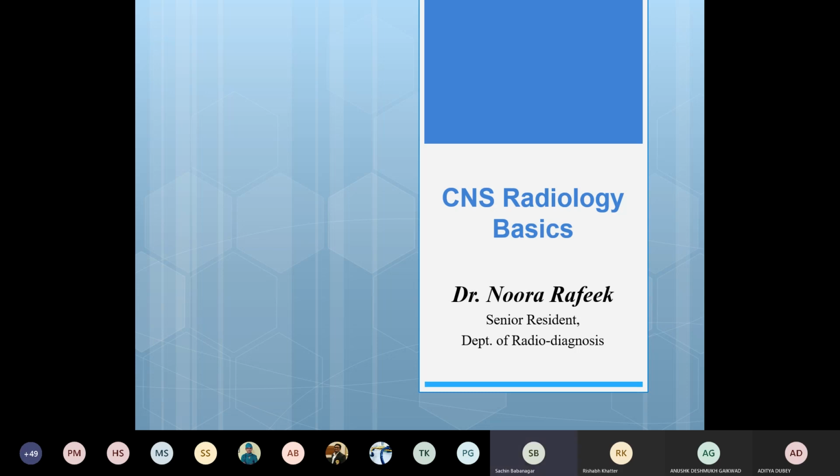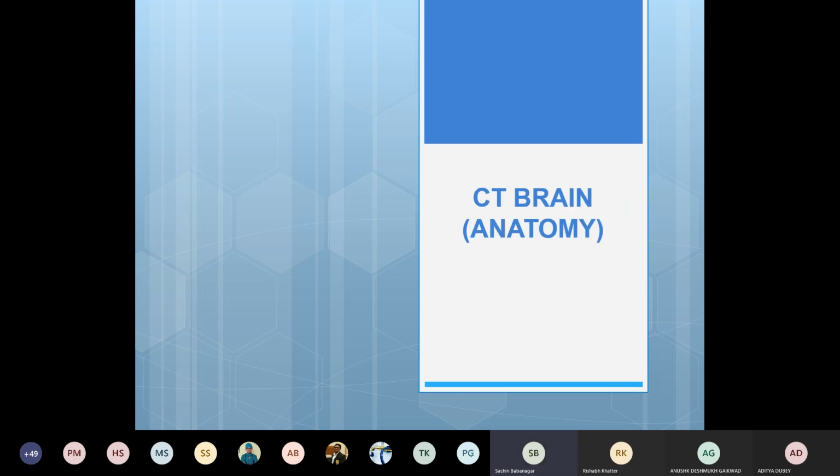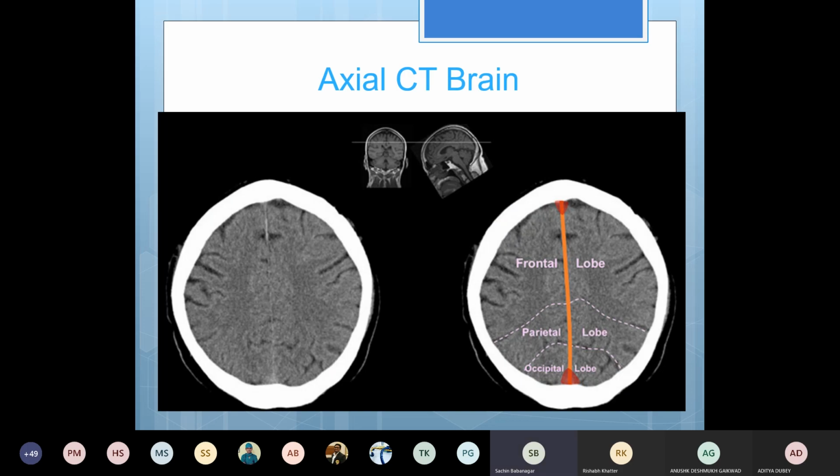Okay, good morning, everyone. We will look through CNS radiology basics today. First, we will look at the anatomy of the brain using CT. CT is the most widely used and initial imaging modality for the brain.